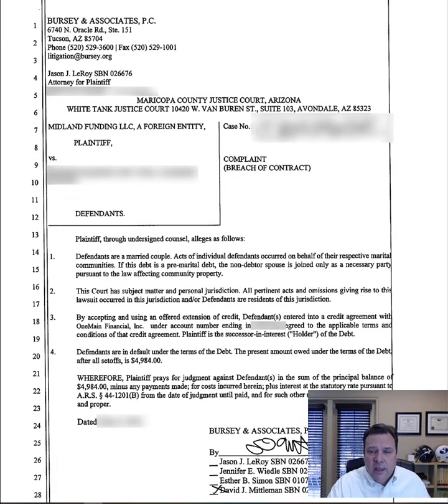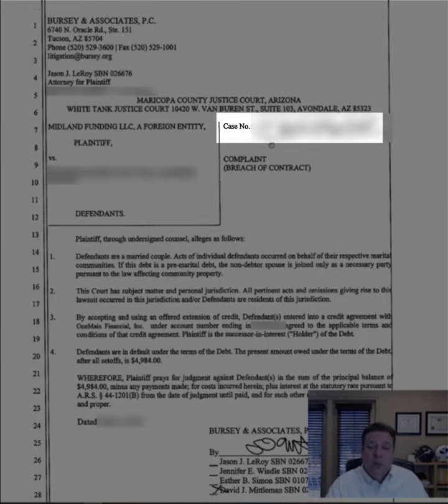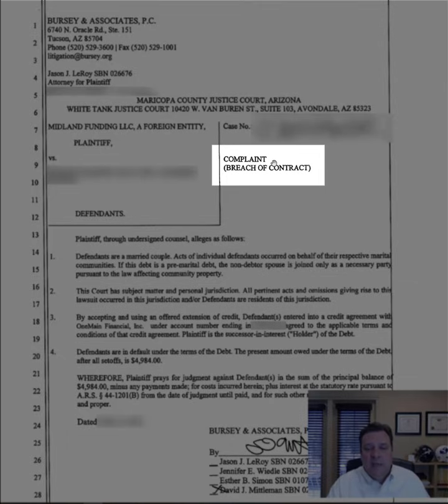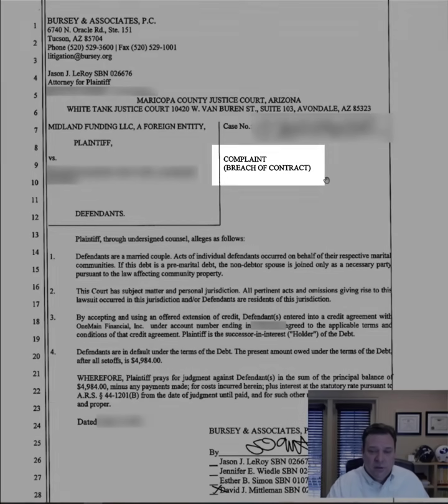Over on the right side of the caption, we have the case number, which in this case is handwritten in by the clerk. But you'll need to include this case number on your answer when you draft it, so that the clerk of the court knows which case to assign it to. And then we see the title of the document. In this case, it's a complaint. Your document will be called an answer, so you would write answer here.